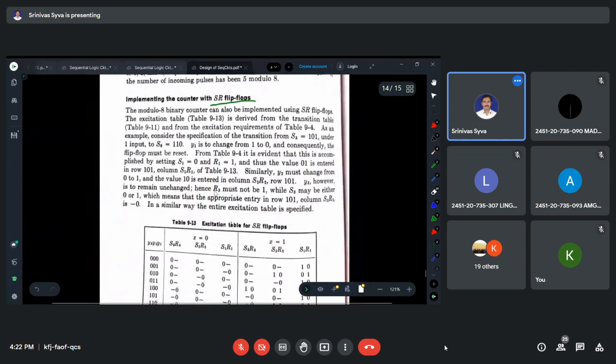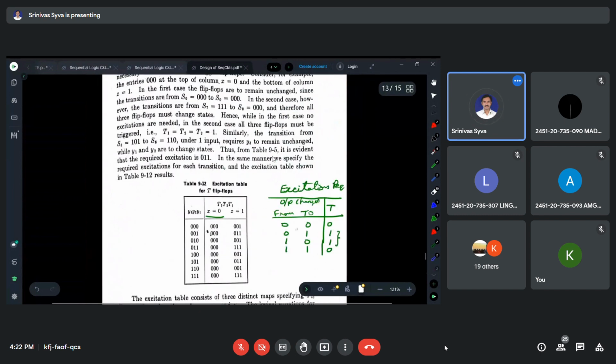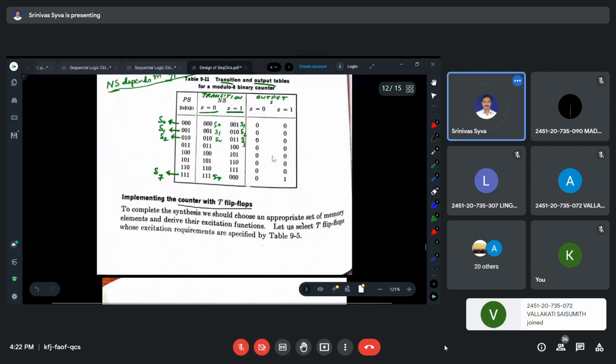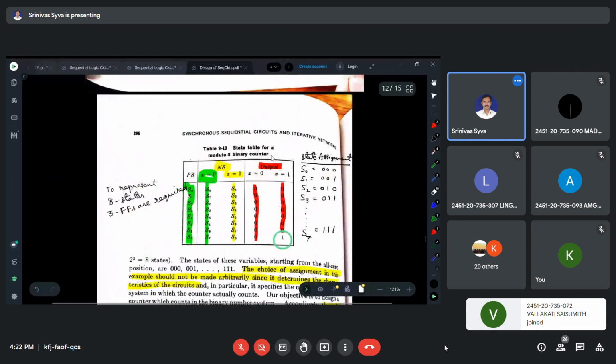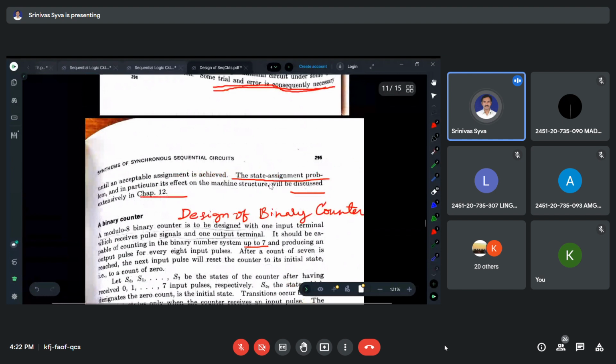So these are for the university examination also: design of counter and design of sequence detector. These two are the most important. If you understand these two, then 90% of the understanding of units 4 and 5 will be completed.